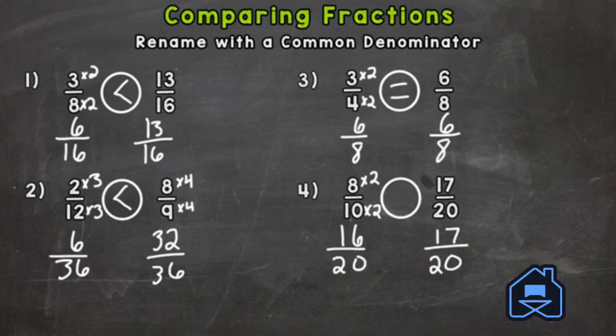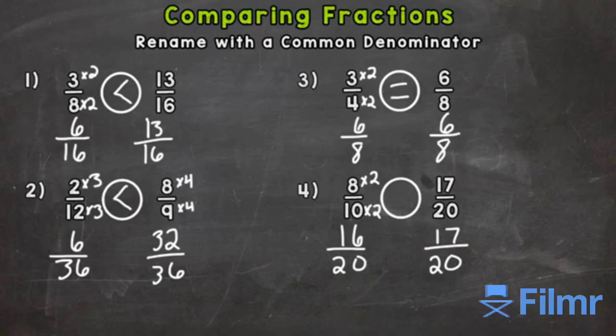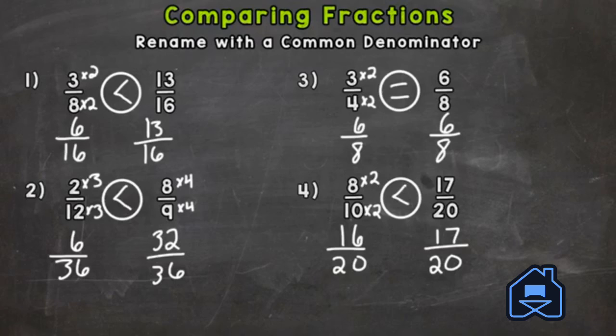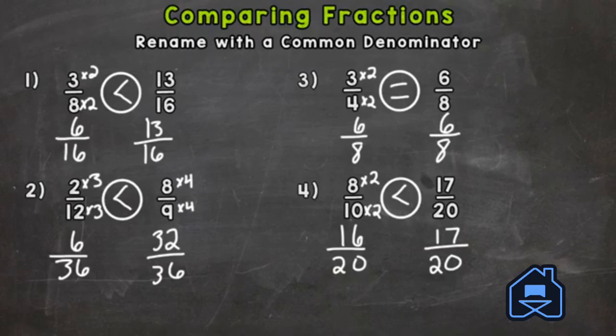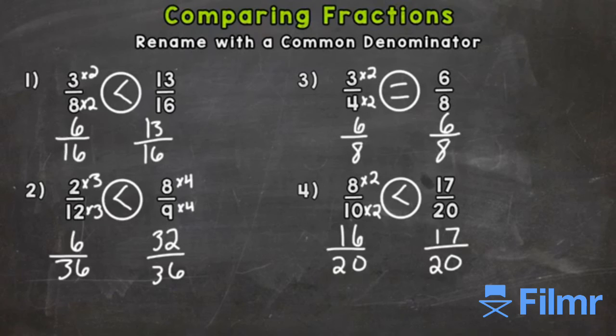Now these fractions are very close in value, but the 17/20 is 1/20th greater. It's a little bit greater. So let's read this left to right. 8/10 is less than 17/20. So there you have it. There's how you compare fractions. Use benchmarks, right? Use half to kind of judge where you're at with the fractions, and then rename using common denominators in order to prove your answer.